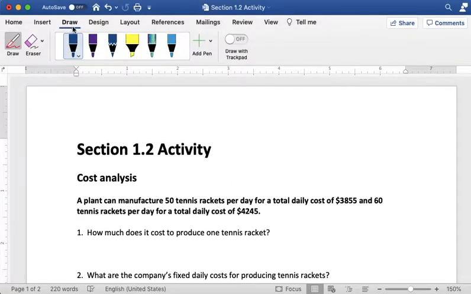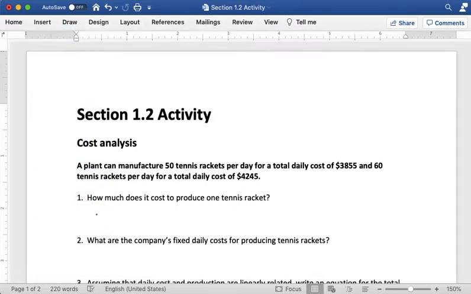Well, what we can do is use the information that we are given to find the cost to produce 10 rackets. I know that the difference between these two amounts is going to be the cost to produce 10 rackets because 50 rackets has cost $3,855, 60 rackets has cost $4,245, and so the difference there is 10 rackets. So if I subtract $4,245 minus $3,855, I get $390. And that's $390 for 10 rackets.